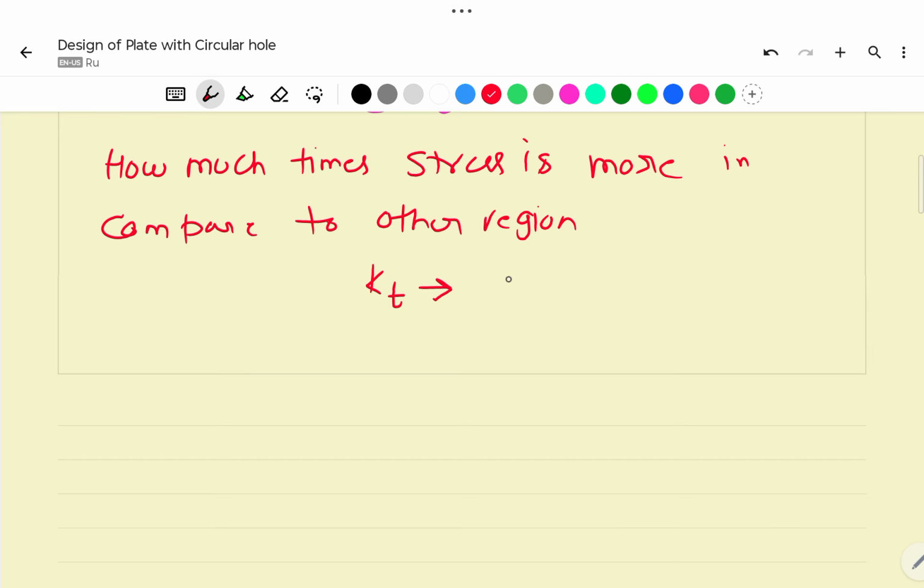So how do we calculate KT? The stress concentration factor is calculated using the ratio of diameter D by width W. For this you need to refer to a book. In that book we can get the KT value. The book is the Peterson stress concentration book.